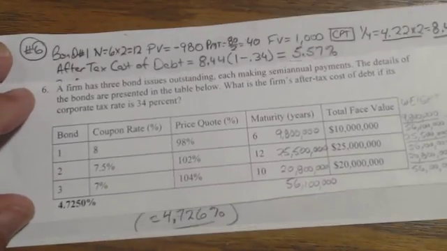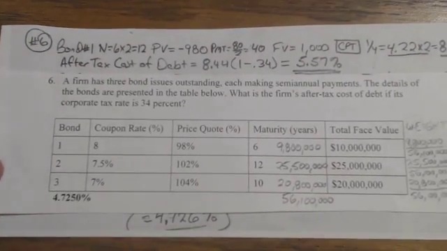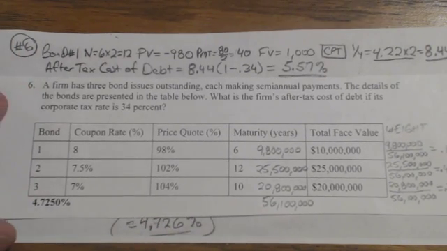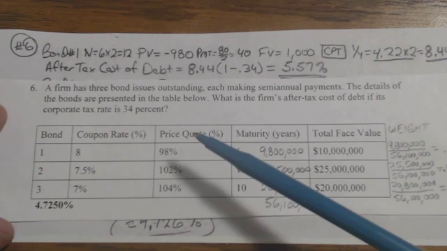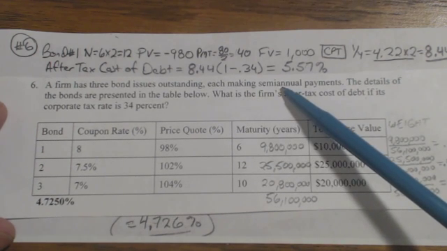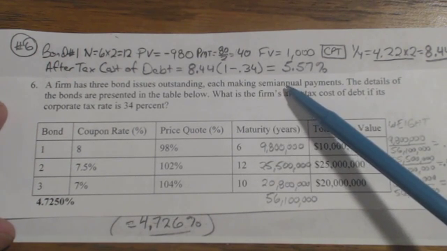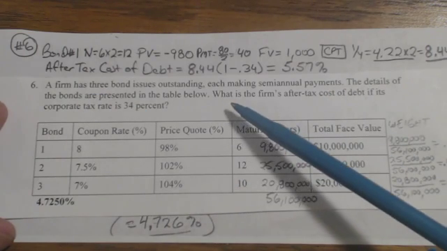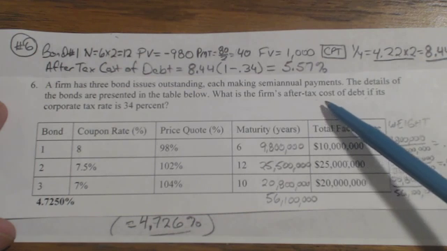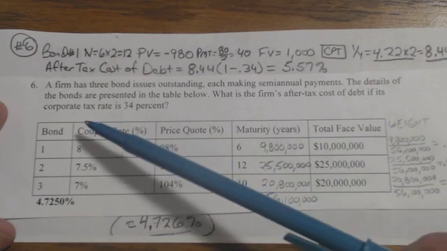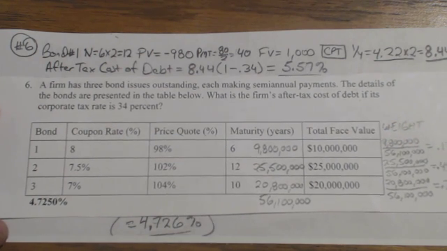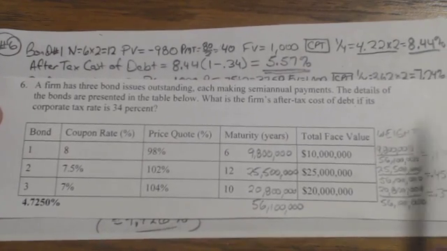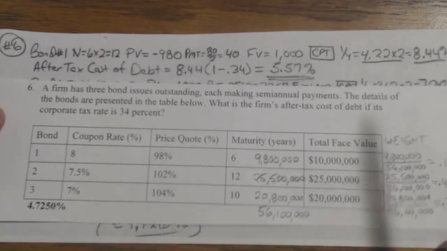Problem number 6, we're basically doing the same thing, but we've got to do a weighted average. It says a firm has 3 bond issues outstanding, each making semi-annual payments, so we have to take that into account. The details of the bonds are presented in the table below. What is the firm's after-tax cost of debt if its corporate rate is 34%? Remember, these are semi-annual, so the I/Y you get, you're going to have to multiply times 2 to get the annual rate.